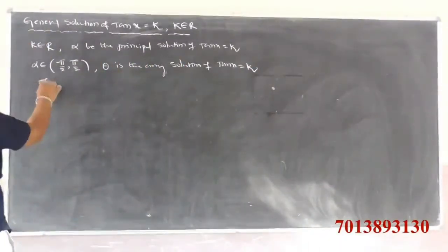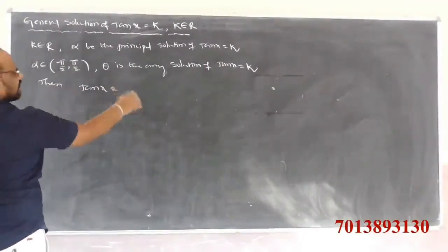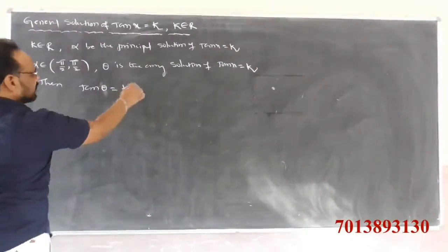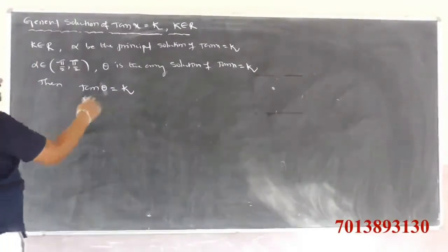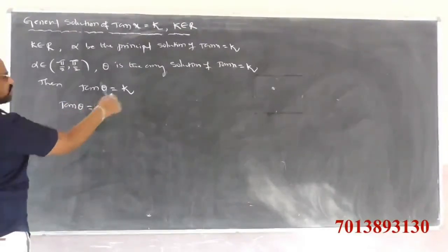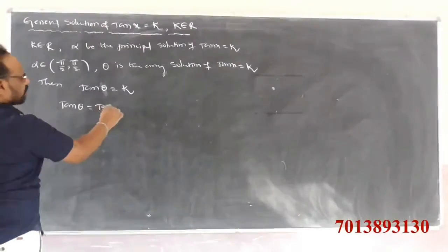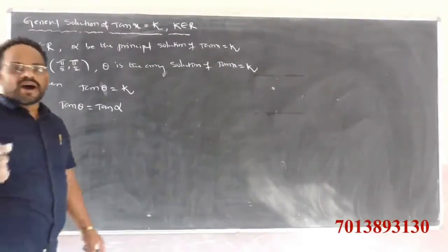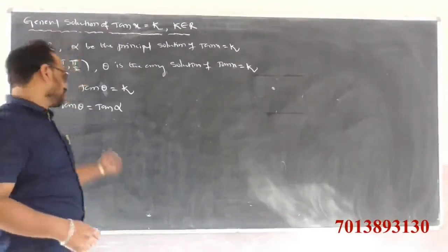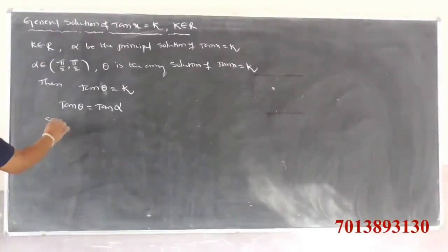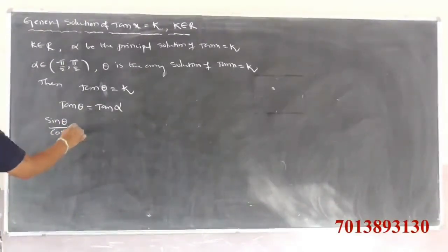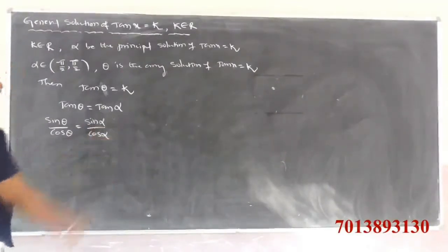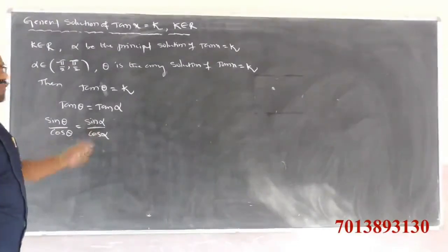Then theta is a solution, so tan theta equals k. In terms of the principal solution, tan theta equals tan alpha. How to write the tan ratio in terms of sin and cos? We know tan theta can be written as sin theta by cos theta equals tan alpha, which is sin alpha by cos alpha. So sin theta by cos theta equals sin alpha by cos alpha.